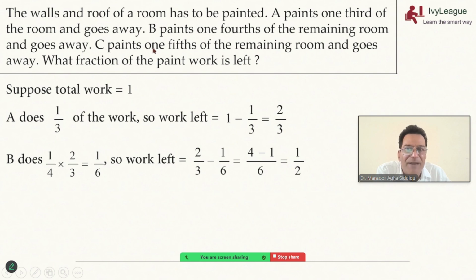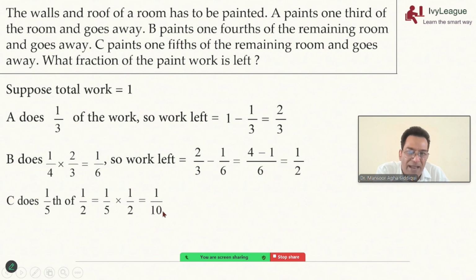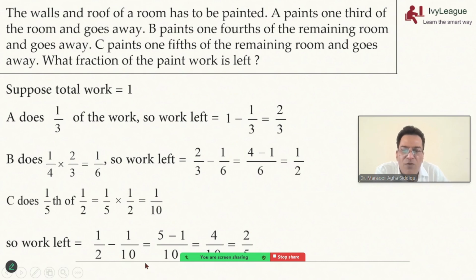Now C comes and paints 1/5 of the remaining room. How much of the room is remaining? Half. So C paints 1/5 of 1/2, which means C does 1/5 multiplied by 1/2, equal to 1/10th of the work. And the work left after C goes away will be 1/2 minus 1/10, which comes to 2/5. So 2/5 of the work is left after C completes his or her work. 2/5 is the answer.